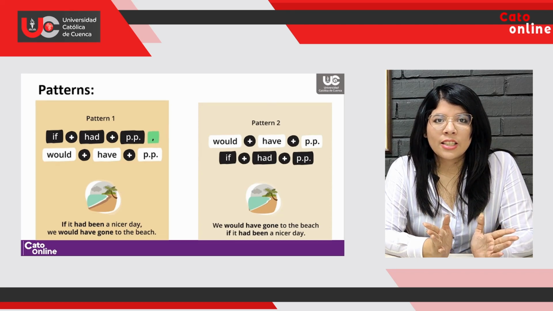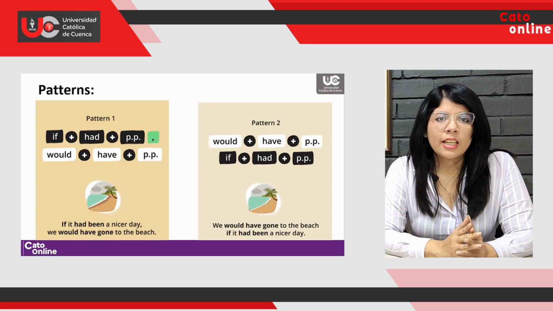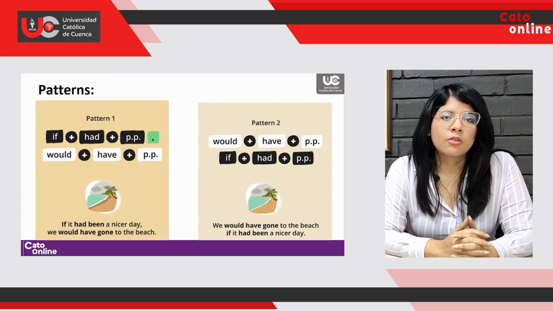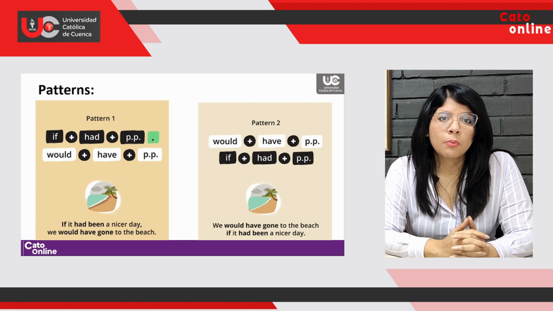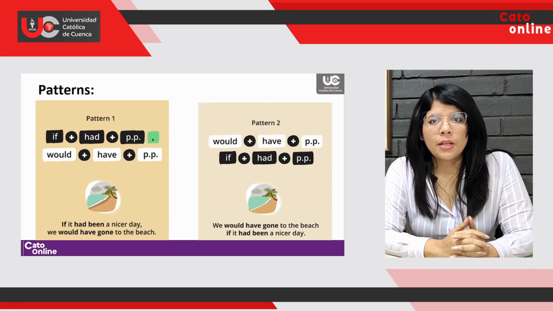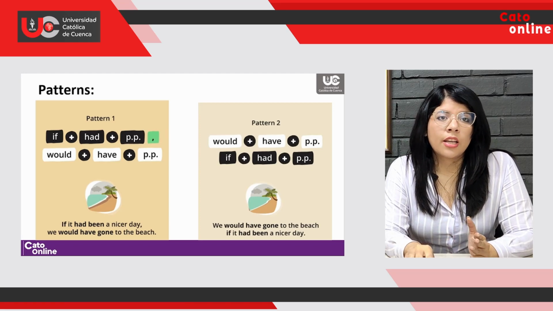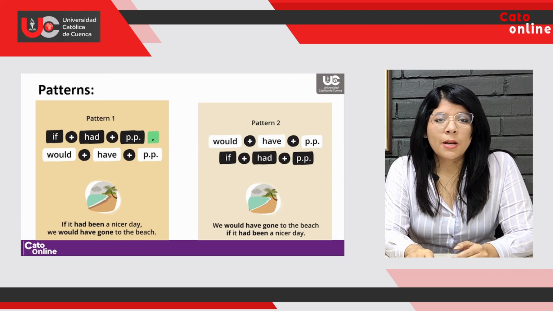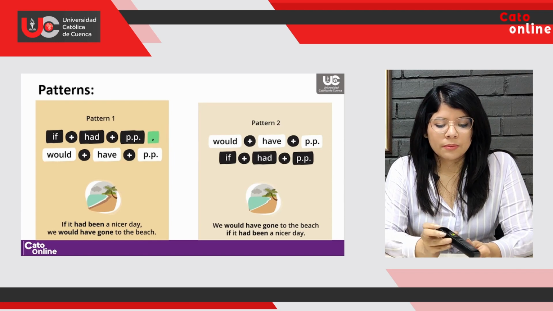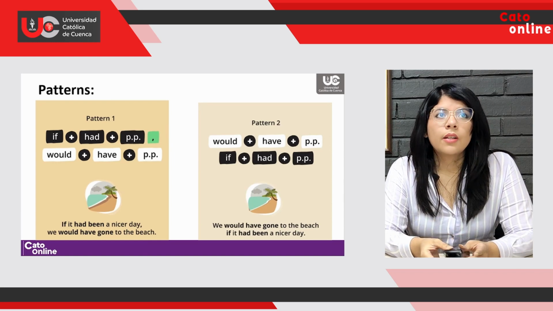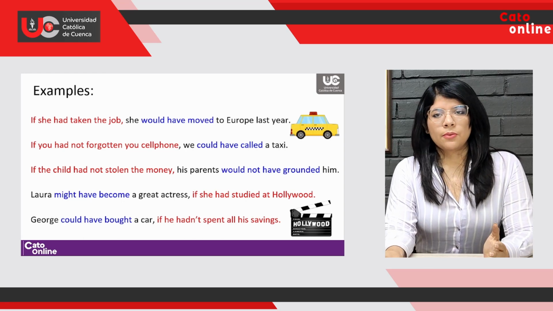All right, you can see there that in this case, we would have gone to the beach is the result that goes at the beginning of the sentence, followed by if it had been a nicer day. Okay, so both of these patterns are okay, and you can write your sentences or speak using any of these two patterns for the past unreal conditional. Let's take a look at some examples.